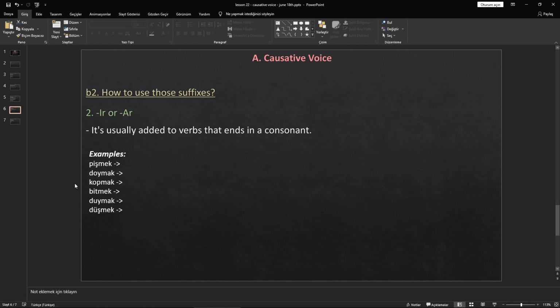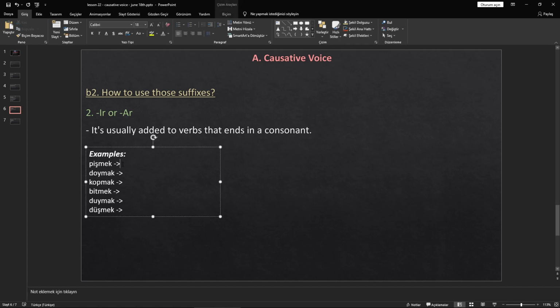Okay, and let's move to ir or ar. It's simple, what you do again is checking the last letter, but this time, instead of a vowel, if there's a consonant, you put ir or ar. But you can decide ir or ar depending on the four or two types of vowel harmony. That's where the lesson gets difficult. You need to know how vowel harmony works. There are very detailed tables for this. If you know it, then it will be easy as well. So, pişmek.